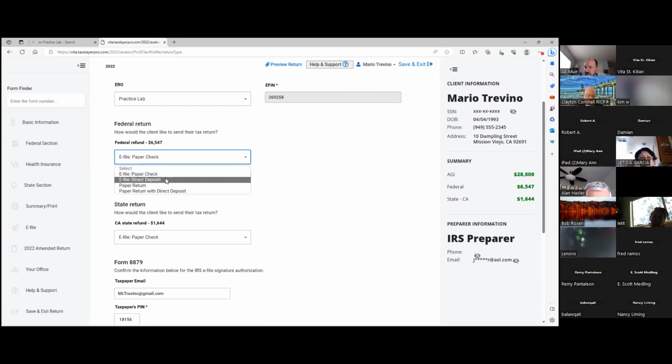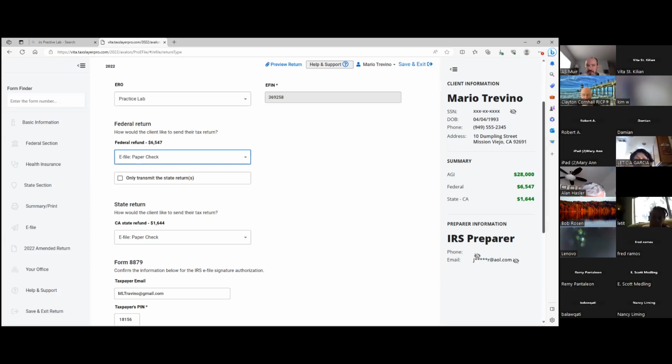In this case, they have a deposit of about $6,500 refund. And so if the individual indicated direct deposit, then we'd capture the bank information from them and enter that into the software. So in this case, we'd indicated they wanted to e-file with a paper check. And as I mentioned before, I'll try to educate the taxpayer, say, you know, it's safer and quicker to get a direct deposit.